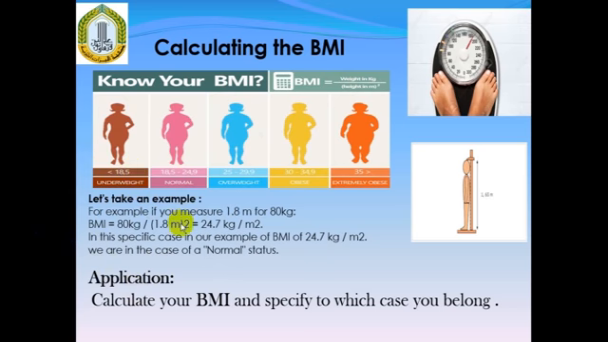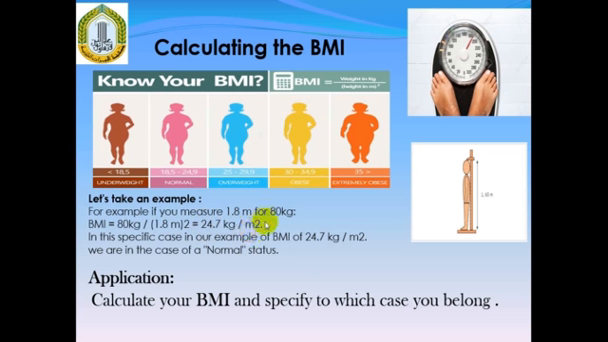For example, if anyone measures 1.8 meters and 80 kilograms, how can you find the BMI? The BMI, as you remember, is the weight divided by the height meter square. The weight or the mass is 80 kilograms divided by 1.8 meters, but this 1.8 meters should be power 2. You calculate this equation, you will find out that the BMI will be equal to 24.7 kilograms per meter square.